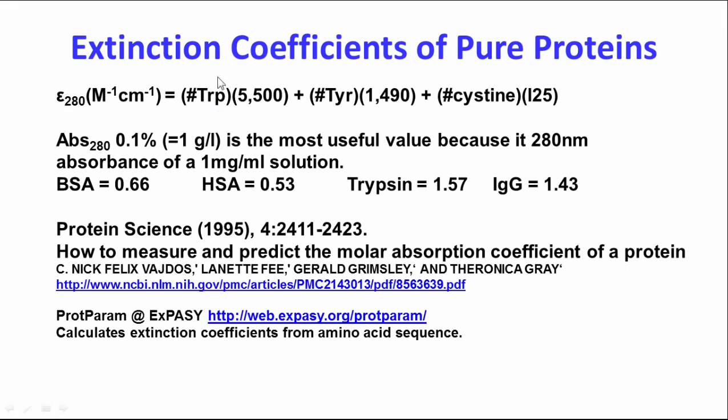The extinction coefficient is based on the amount of tryptophan, tyrosine, and cysteine, and of course this formula has been empirically determined, and we like to determine the absorbance of a 0.1% solution. That's 1 gram per mil or 1 milligram per mil, and that at 280 nanometers. So BSA has an extinction coefficient of 0.66, so a 1 milligram per mil solution will have 0.66. HSA is 0.53, and trypsin is 1.57, IgG, immunoglobulin G, is 1.43, for example.